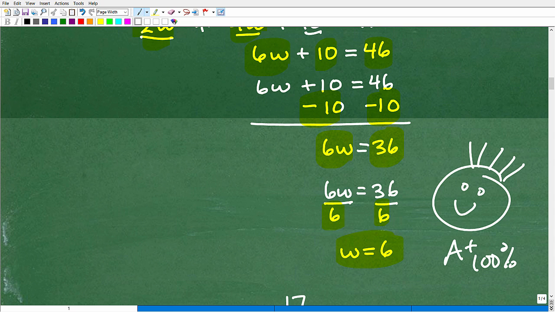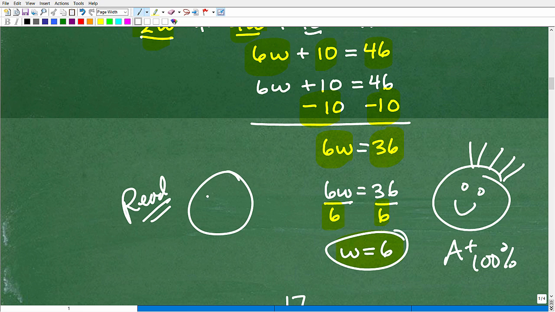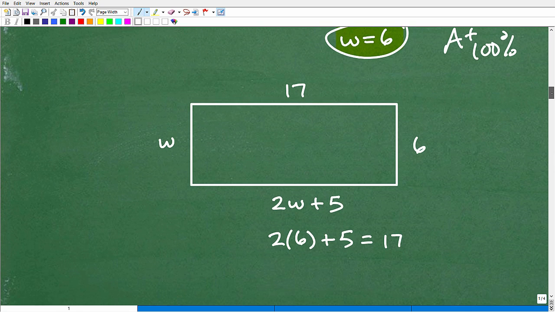But now we got to read the problem again. Why do I have to read the problem again? Because we got to make sure that we answer the question. If you stopped here because you were so excited, like, W equals 6, look at me, I'm so awesome, then I would have to take some points off. And you'd be like, what are you talking about? I did everything right. No. I want the dimensions of this rectangle.